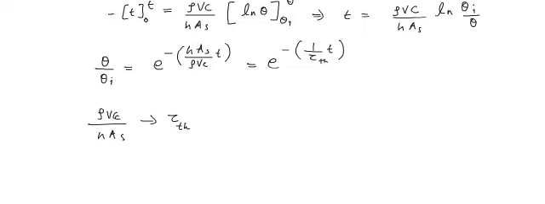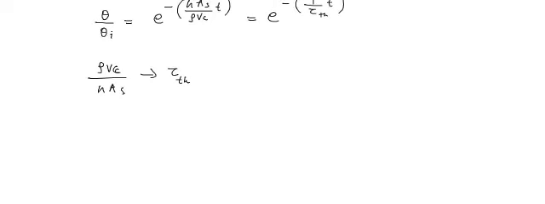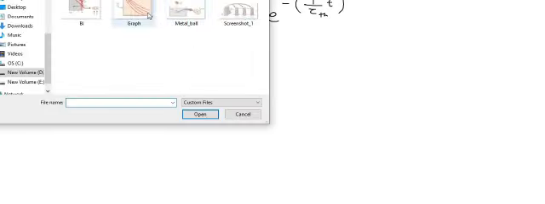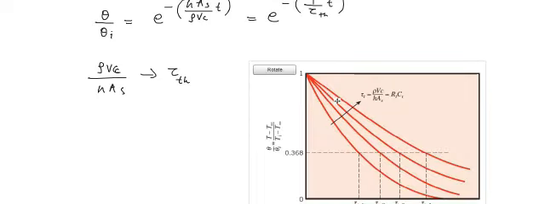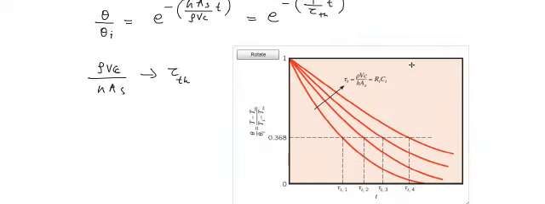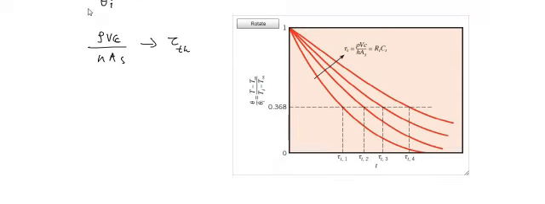So if I just bring in that picture, from this figure, once again this figure is taken from Fundamentals of Heat and Mass Transfer by Incropera, 7th edition, courtesy to that book. You can see on the left side θ over θi is given, that ratio, and on the right side t is given.